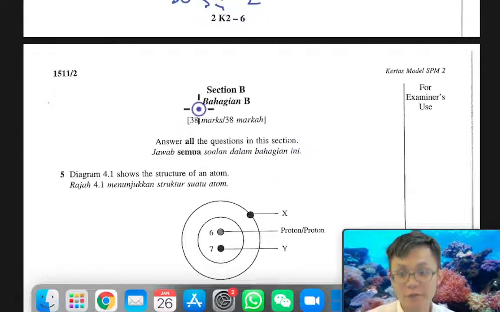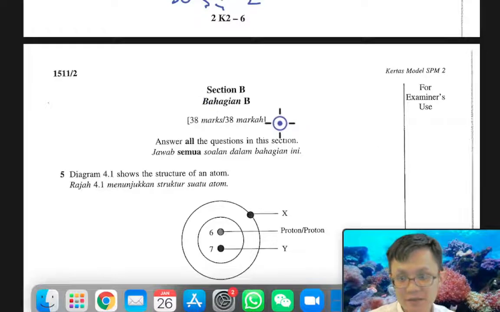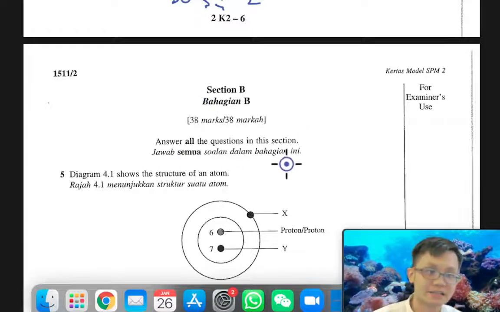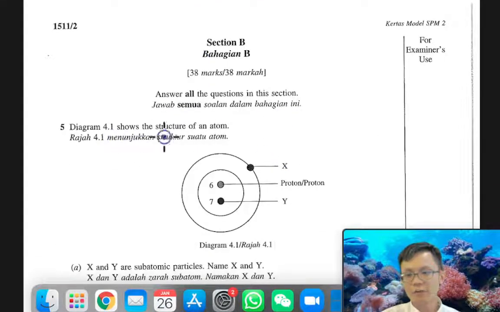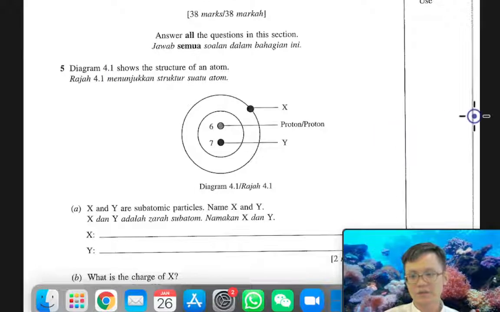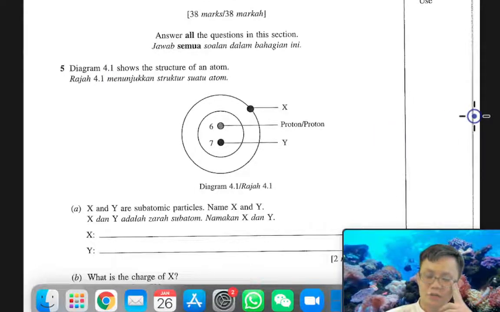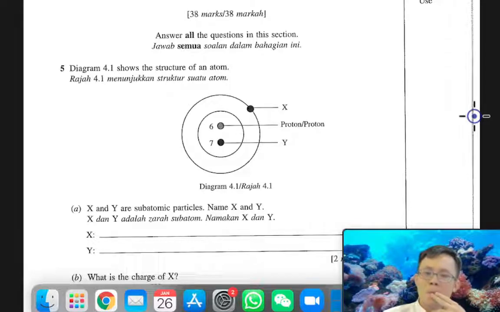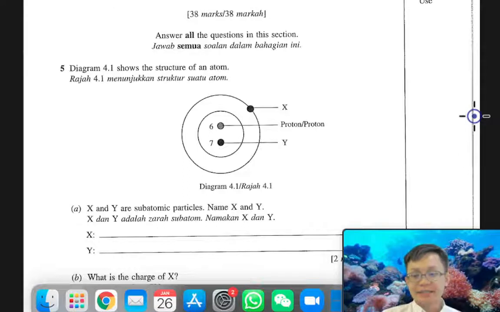Let's proceed with section B. Answer all the questions in this section. Diagram 4.1 shows the structure of an atom. What is X? What is Y? X is the electron, okay?